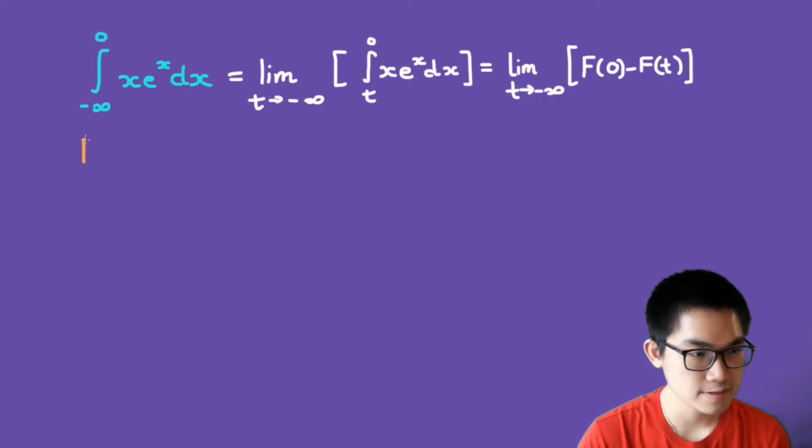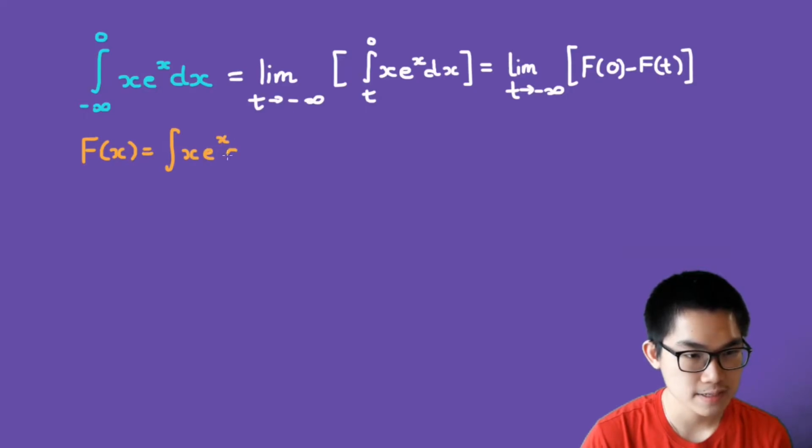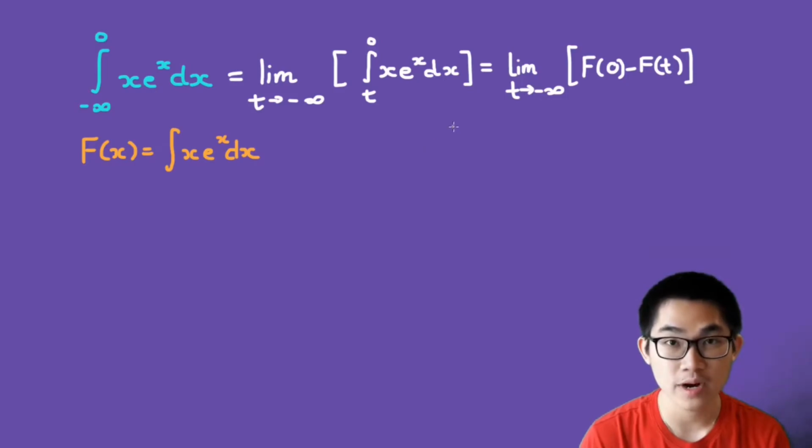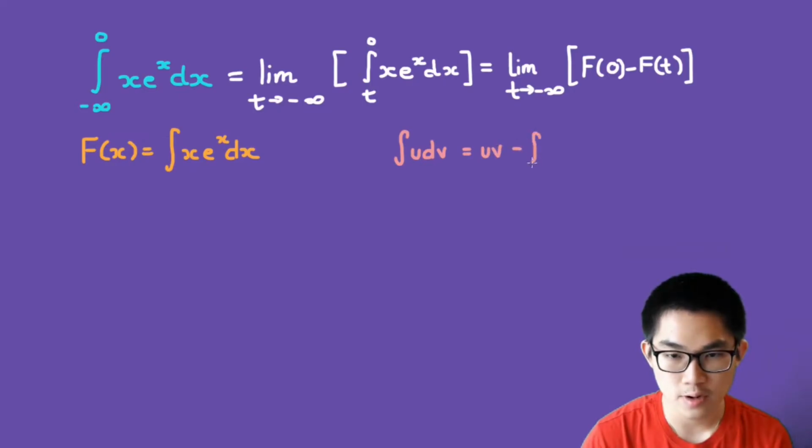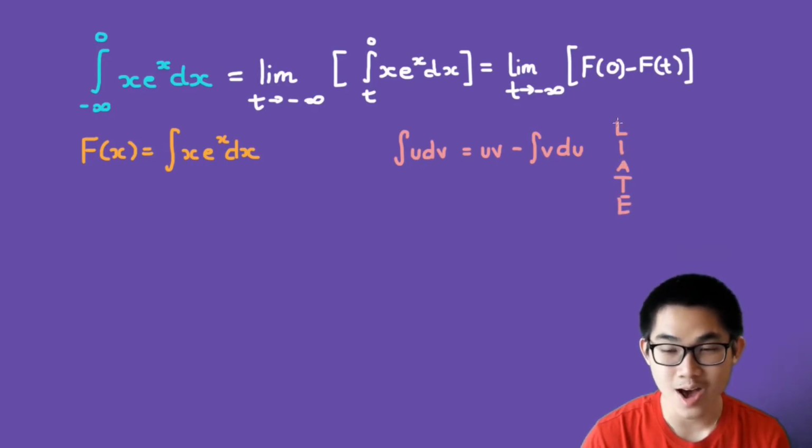Now f of x will be equal to the integral of x times e to the power of x dx. So we have to use integration by parts, and the formula for integration by parts is the integral of u dv is equal to u times v minus the integral of v times du. And we have to use the LIATE rule, where L is logs, I is inverse trig, A is algebra, T is trig, and E is exponential.